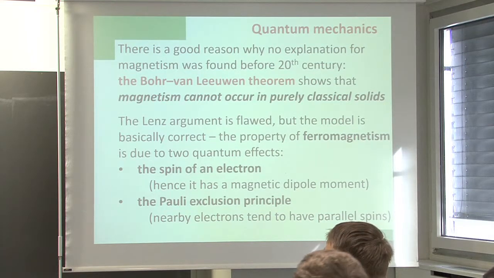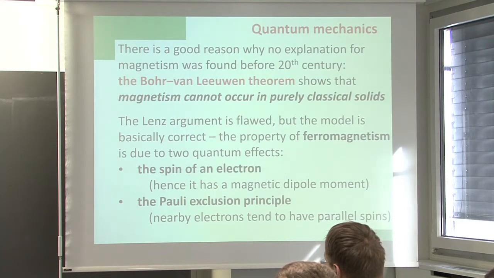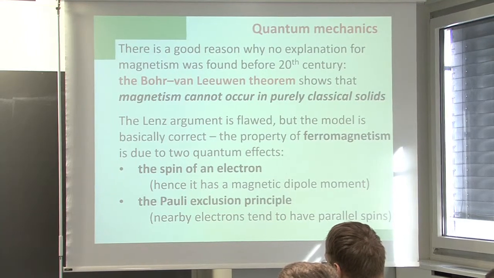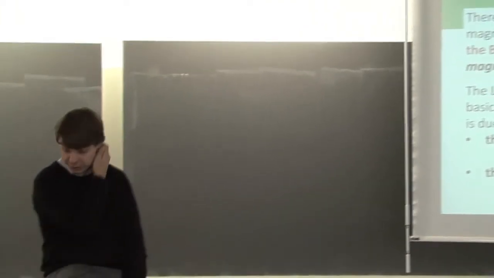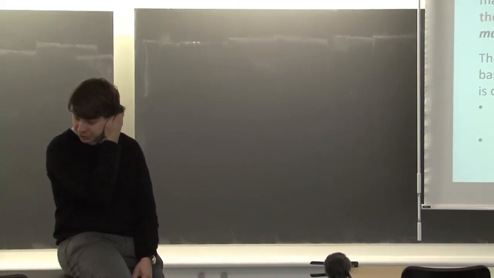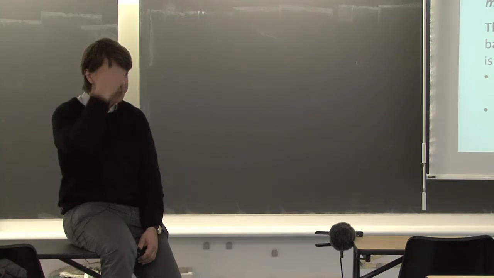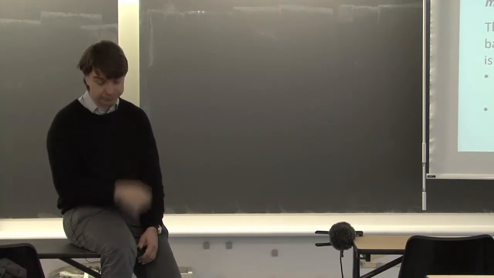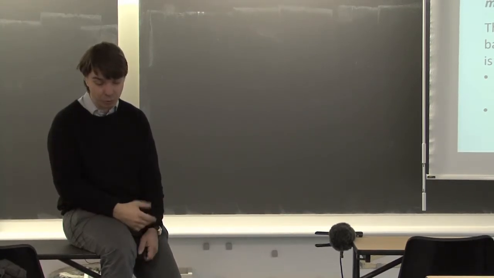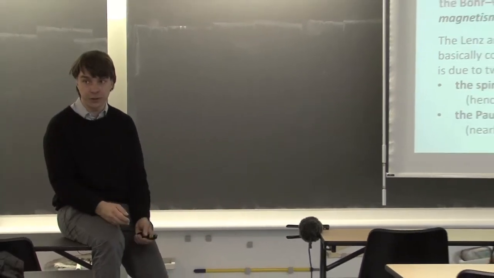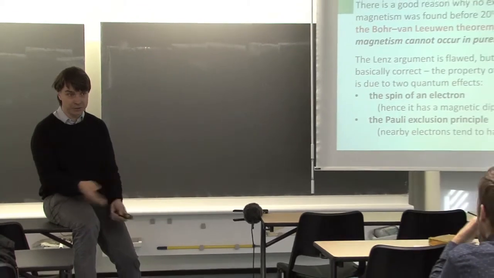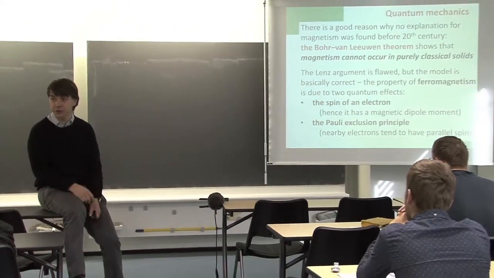Essentially, the reason behind this is two properties of quantum mechanics. One is that an electron is indeed like a small magnet, a dipole, so it has a property of spin which makes it a small dipole. And then there is the Pauli exclusion principle, which roughly states that two electrons cannot be in the same space at the same time, or more mathematically, you calculate all possible orbits, see how much energy each of them takes, and you take the most energy efficient one.